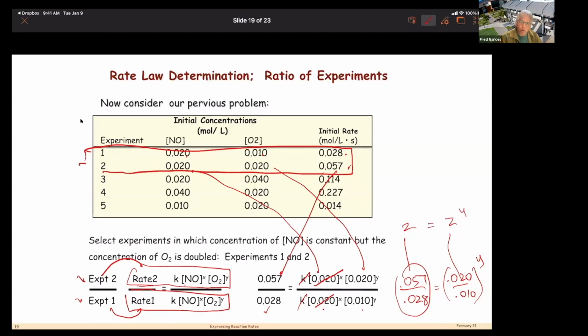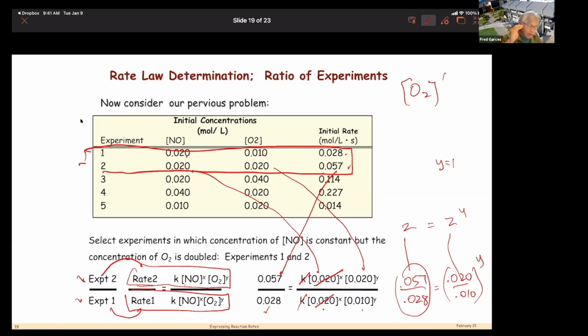So that's your equation. What 2 to what power equals 2? Well, y's got to be 1. You see why we pick experiments 1 and 2? Because then these guys will cancel and it makes the math easier. Now we know that it's oxygen to the first power. We still need to figure out what X is and what K is. We determine K at the very last step.